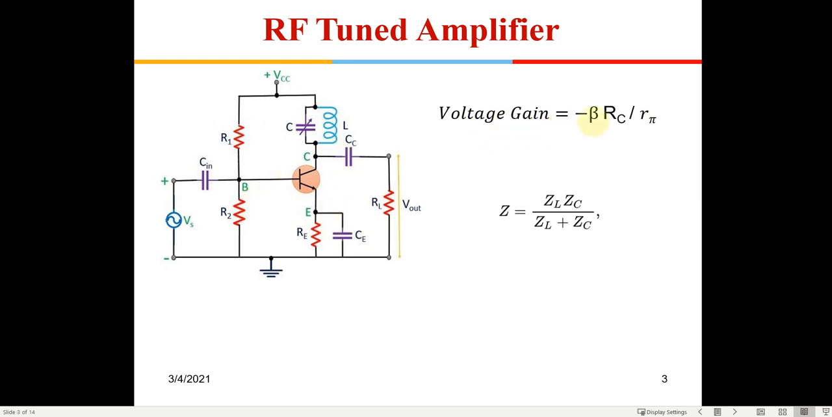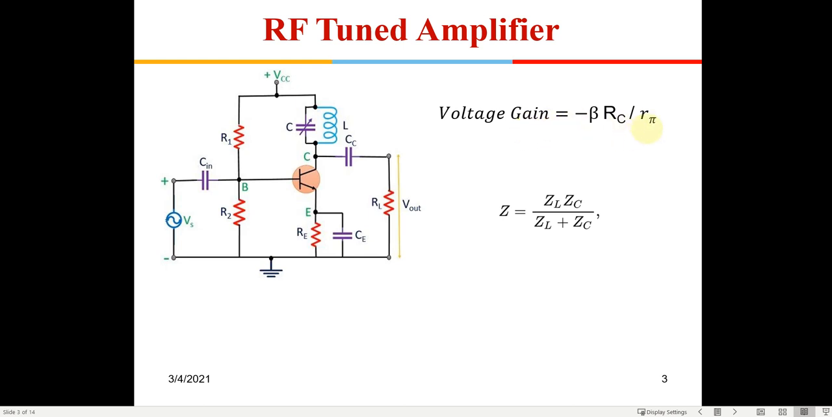The gain of this is given by beta. Beta is the factor of the transistor given by IC divided by IB. That is how it amplifies the base current by a factor beta, so beta IB will be available at the collector as the collector current. That is what beta stands for. RC is the load here, and r pi is the input impedance of the transistor. This formula and detailed explanation are available in my video under my courses, analog electronics.